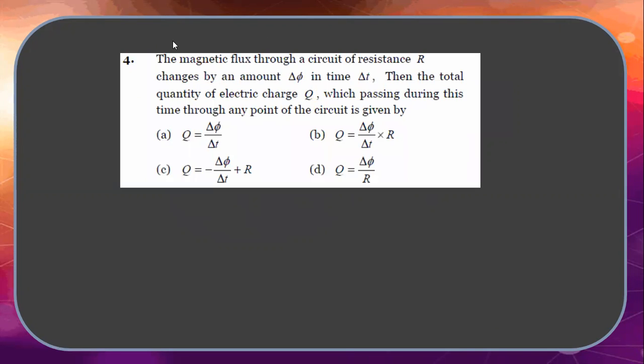Next, the magnetic flux through a circular circuit of resistance capital R changes by an amount delta phi in time period delta t. Then the total quantity of the electric charge Q, which passes through any point of the circuit, is given by. Just now I have explained the relation between that charge and the flux: charge Q is equal to delta phi divided by R. They have asked a direct formula. Q is equal to delta phi divided by R.